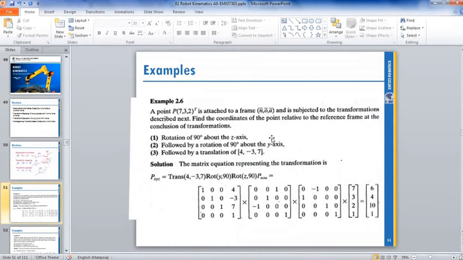But if the question says find the coordinate of the point relative to the reference frame, we write from right to left. Starting from 90 degrees rotate about the Z axis, we put it here, and then rotate about the Y axis 90 degrees, and then translate.